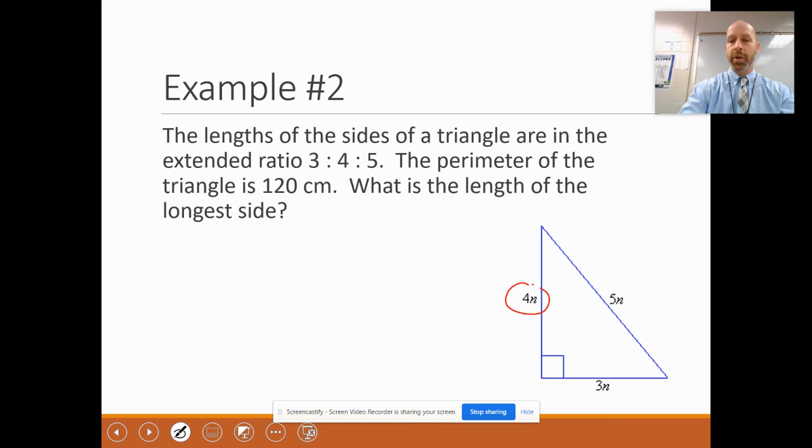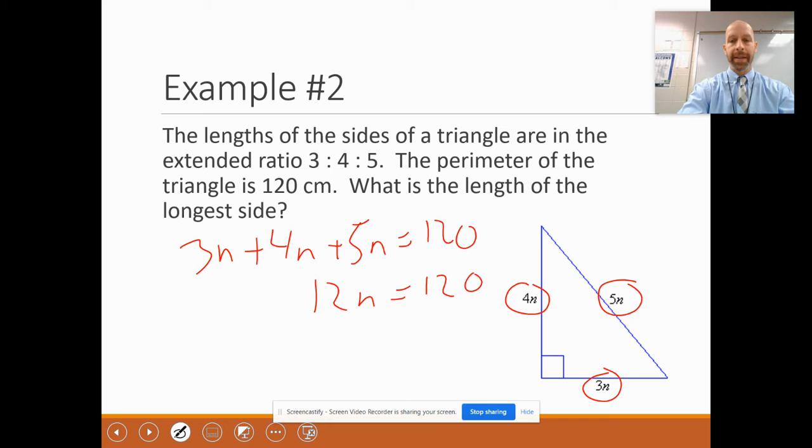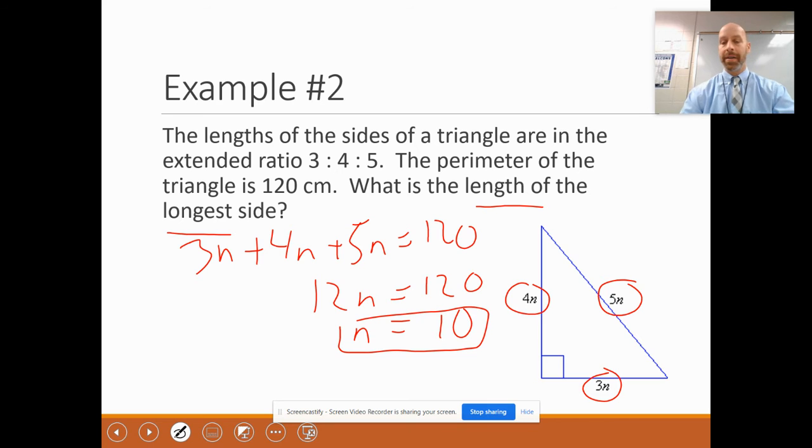So what we're going to do is throw a variable in with that. We could say that 3n plus 4n plus 5n equals 120. Now we can solve this. That'd be 12n equals 120, and that's easy. If we divide both sides by 12, we get 10. So n is 10. That's nice, but that's not the question that's asked. The question is, what's the length of the longest side?